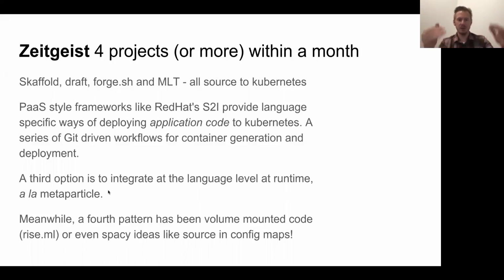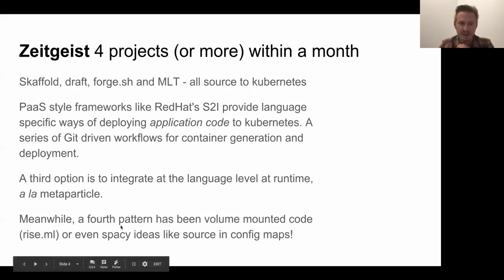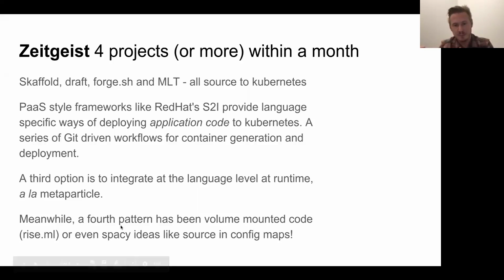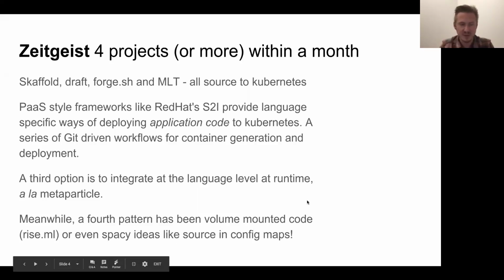And on top of that, they all follow the same pattern, but there are other ways to solve this problem too, like you see with Metaparticle. And we've even seen cases where you reuse persistent volumes with the code in them, like you do in BiceML. And even crazy ideas like putting source code in config maps are things we've seen.